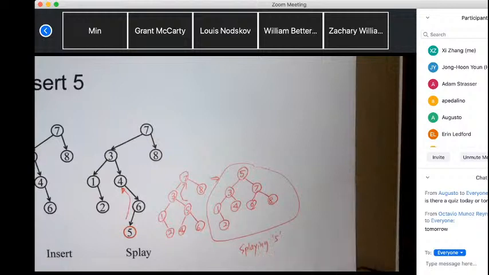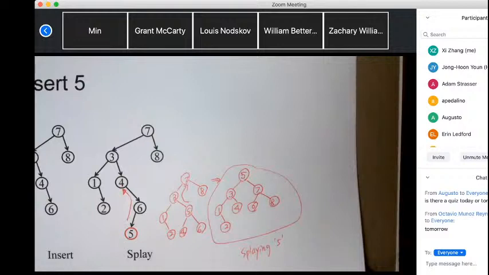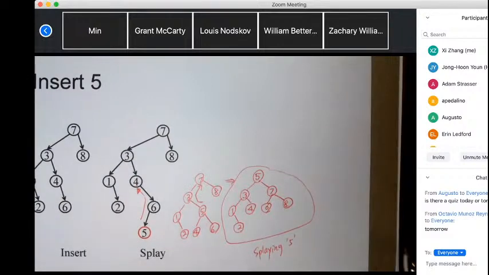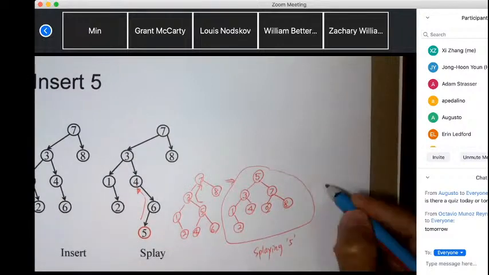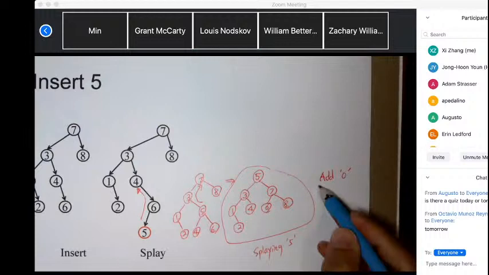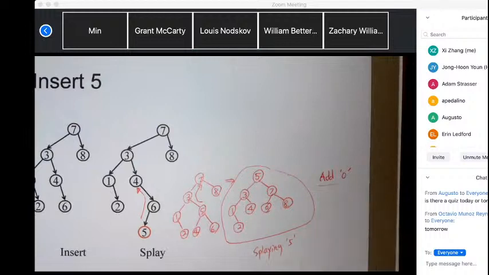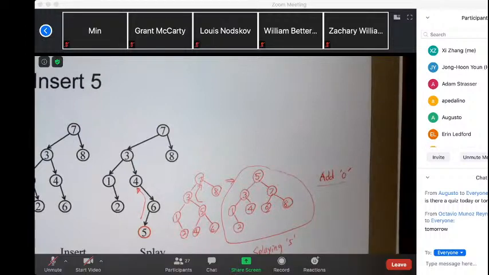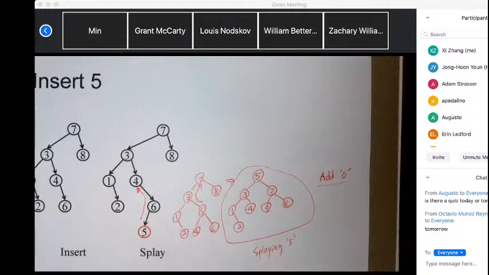And let's do one more exercise. This is the splay tree with 5. I'm asking you to add 0 for the last exercise before we take the break. Give 2 minutes and then we'll discuss the solution and have a break.